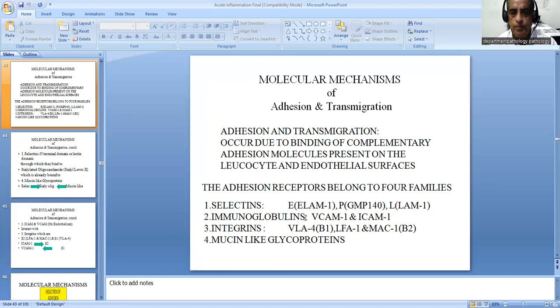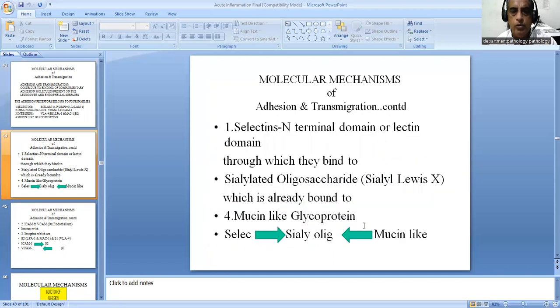The immunoglobulin superfamily consists of molecules like VCAM1, vascular cell adhesion molecule, ICAM1, and there is another, PCAM1. They are being routinely added to, and more and more are being discovered. Then we have the integrins, which are beta 1 and beta 2 integrins. Beta 1 are VLA4 and LFA, and beta 2 is MAC1. And then we have the mucin-like glycoproteins. Like I said, the first and the fourth groups, that is mucin-like glycoproteins and the selectins, are complementary to each other.